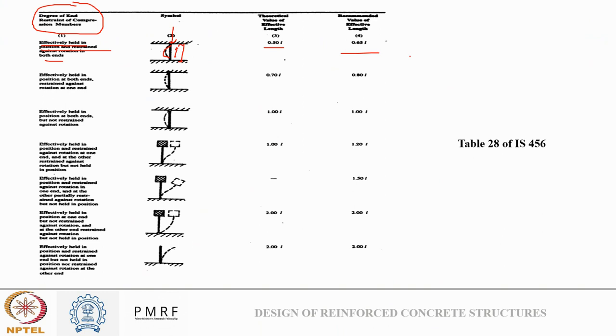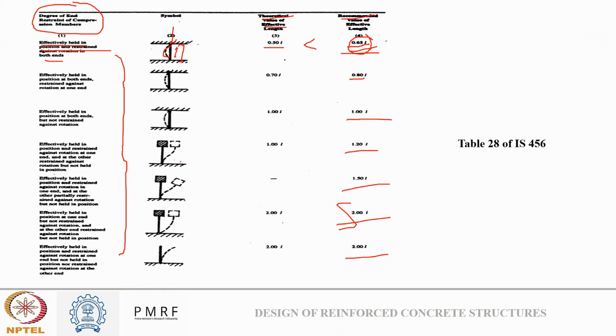So that's why the effective length is taken as 0.65 times the unsupported length of the column. This is the theoretical value that is obtained, but the code recommends taking a higher value compared to the theoretical value for design purposes. Similarly, for different kinds of restraint conditions, the code defines different values of effective length. In some cases, it is less than the unsupported length, and in some cases, it can be more than the unsupported length also. That is based on the restraint that has been provided.